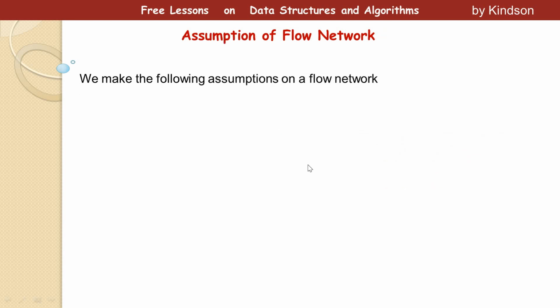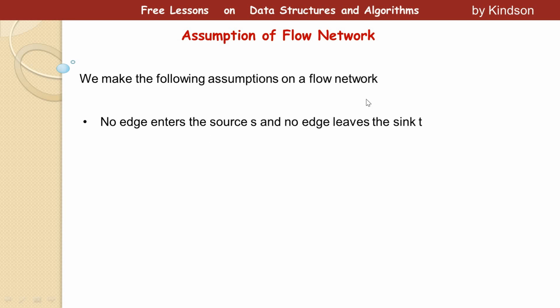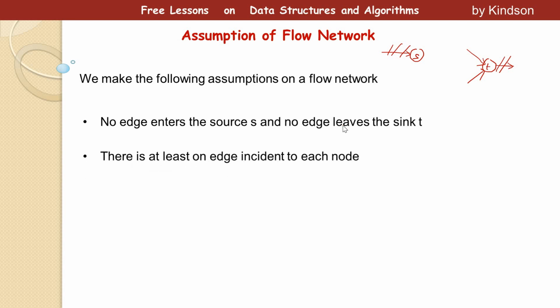Now there are some assumptions that are made about flow networks, and one of them is that no edge enters the source and no edge leaves the sink. So when you have a source, the very first node, there is no edge entering the source. When you have the sink, the final vertex, there is no edge leaving the sink. There is at least one edge incident to each node, so there is no node that does not have an edge connecting it. Then all capacities of edges are integers.